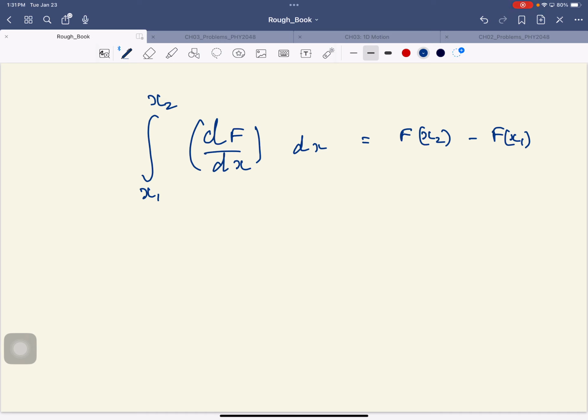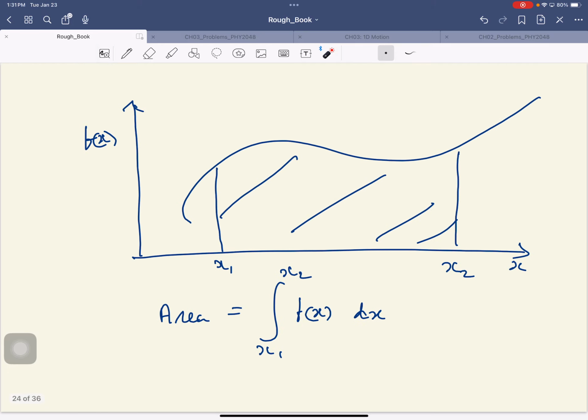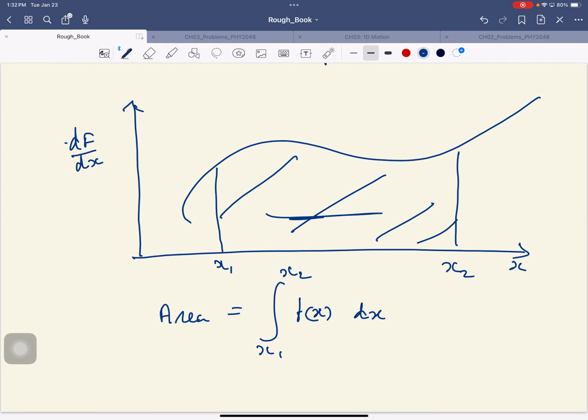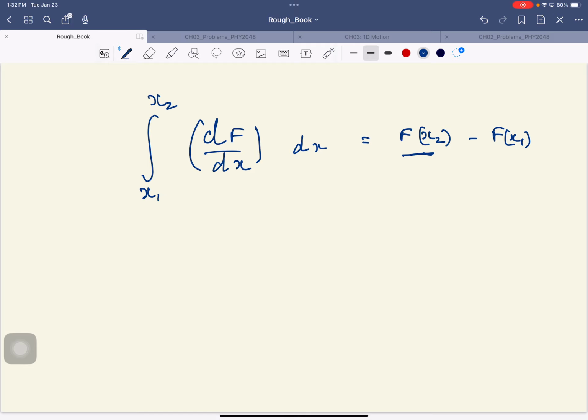So it's like this, x1 and x2. This area, as long as this function is what you plotted, df by dx, is equal to the function f evaluated at x2 minus the function f evaluated at x1. That's the fundamental theorem of calculus. You guys understand?